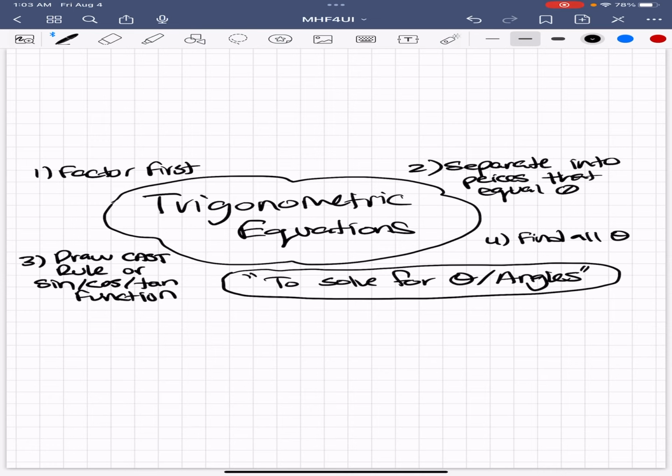Okay, so today we're going to be doing some trigonometric equations. We're going to factor first, we're going to separate into pieces that equal 0, then we're going to draw our CAST rule, our sine, cos, or tan function, and then we're going to find all thetas, or angles. So trigonometric equations basically are solving for all thetas, or angles, if you will.